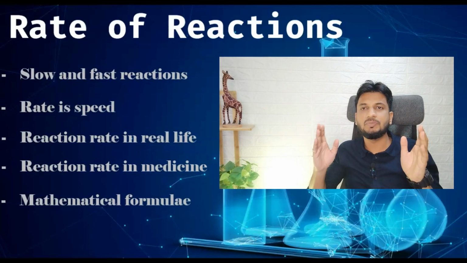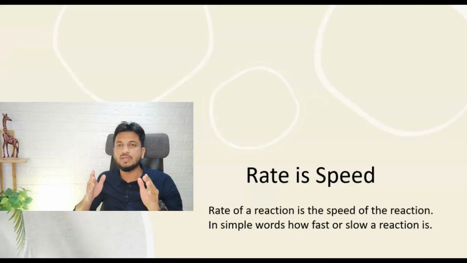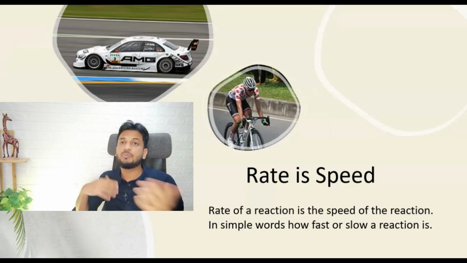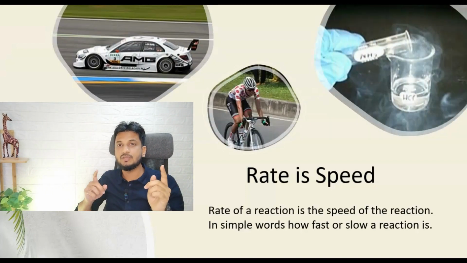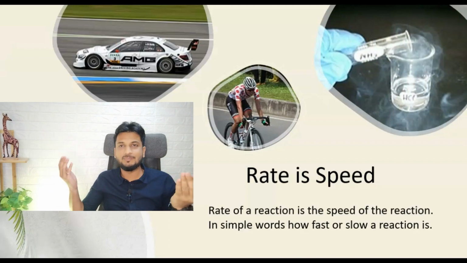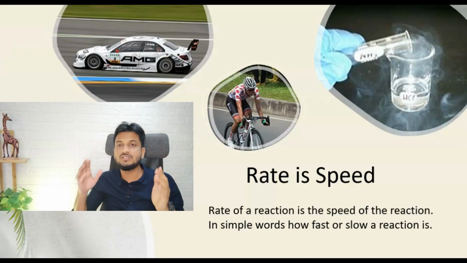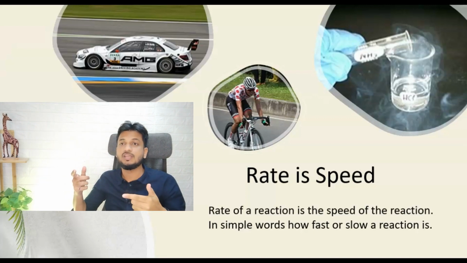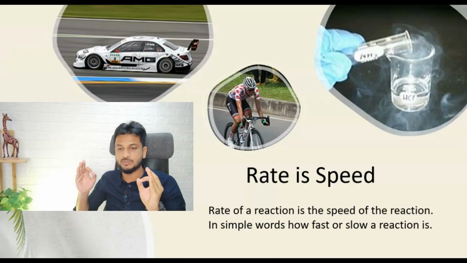Alright, so let's quickly talk about what is rate, guys. So rate, simply put, is speed. Like everything in our world has a speed. For example, a racing car, a cyclist, a person traveling from point A to point B. Similarly, whatever happens in our world happens in chemistry. So in chemistry, when we do reactions in lab, each reaction has its own speed, its own pace, and that particular speed is called rate in chemical terms.